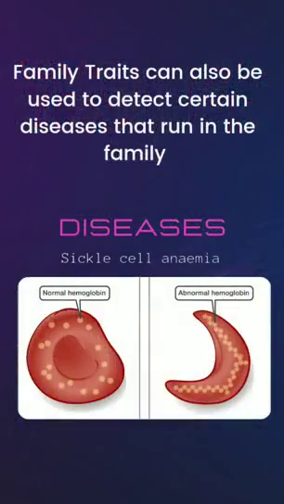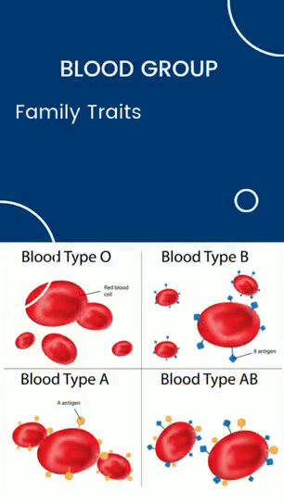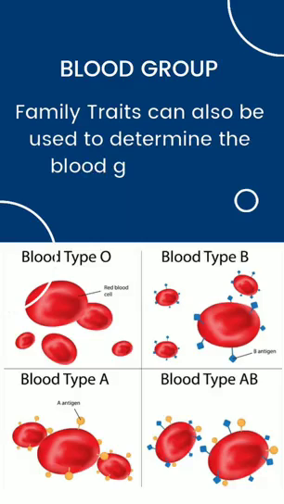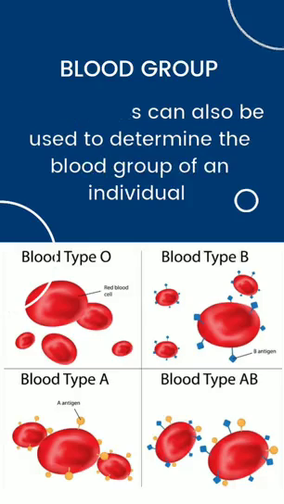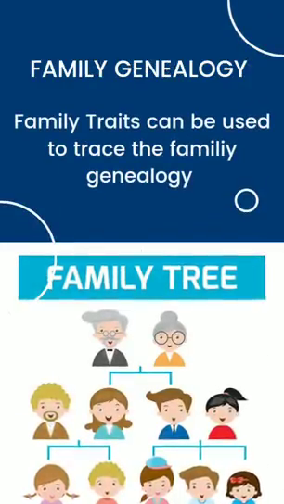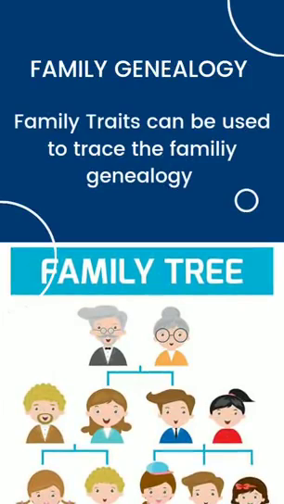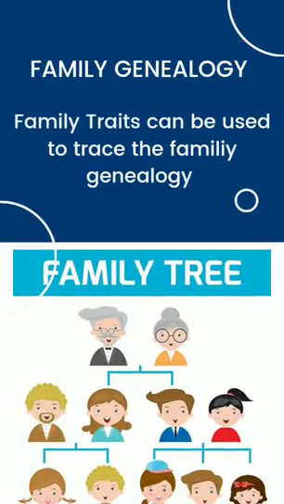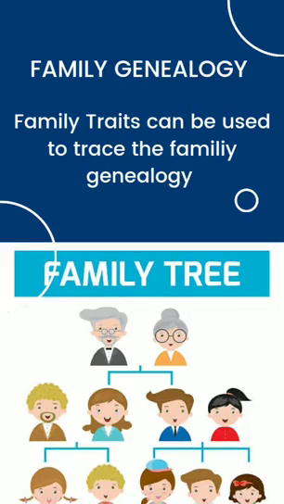3. Family traits can also be used to determine or to detect certain diseases that run in the family, e.g., sickle cell anemia. 4. Family traits can also be used to determine the blood group of an individual, e.g., A, B, AB, and O. And lastly, family traits can also be used to trace the family genealogy.